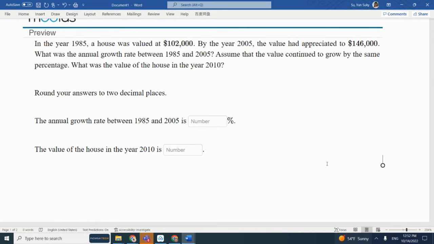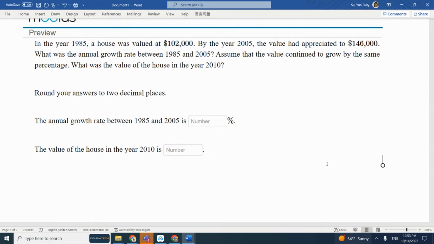In the year 1985, a house was valued at 102,000. By the year 2005, the value has appreciated to 146,000. What was the annual growth rate between 1985 and 2005? Assume that the value continued to grow by the same percentage. What was the value of the house in the year 2010? Round your answers to two decimal places.